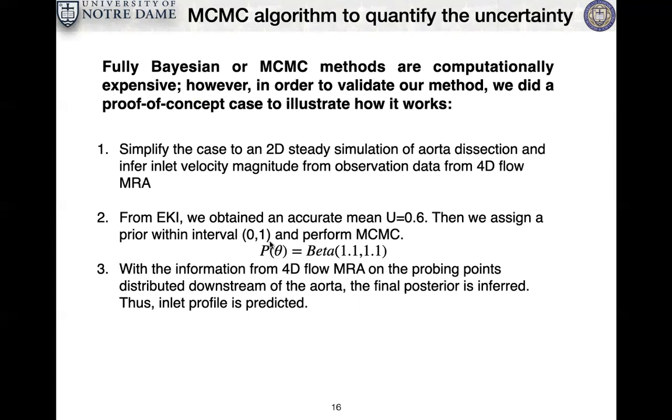So here I gave a very conservative prior, which is a beta distribution. You can also give a normal distribution because you have a lot of confidence in the mean. But anyways, using this prior, we can incorporate the 40 flow MRI measurements into the likelihood function. And by multiplying the prior and the likelihood function, we can get the posterior of theta and get a very good approximation of the uncertainty of theta.